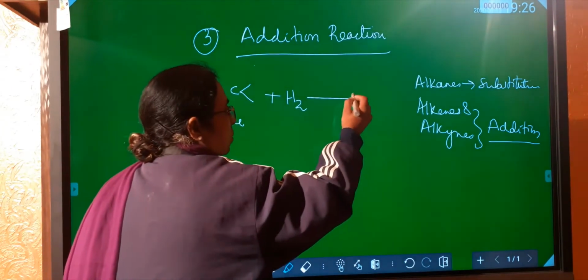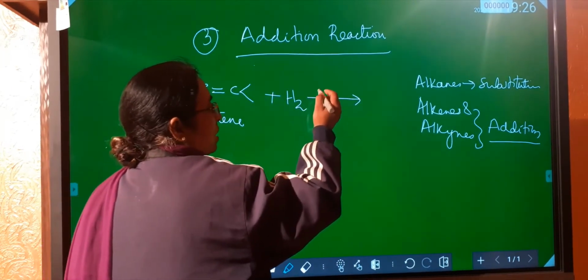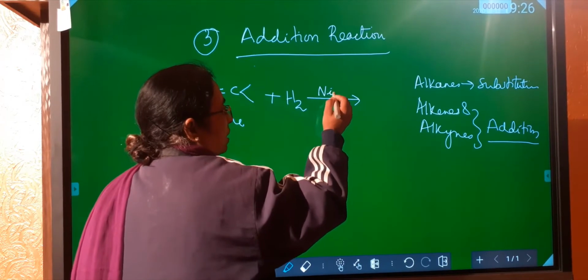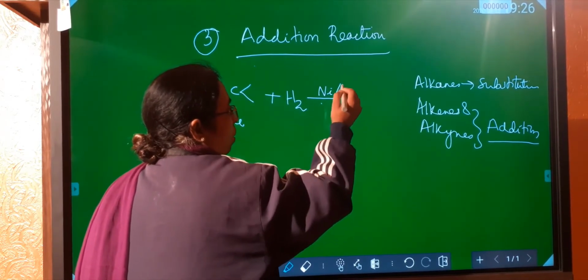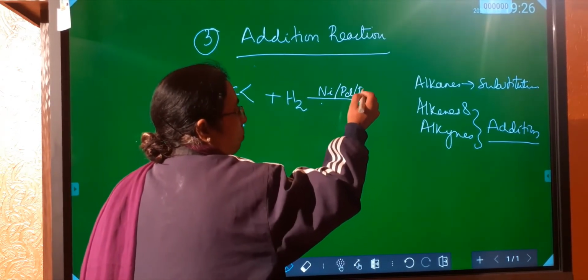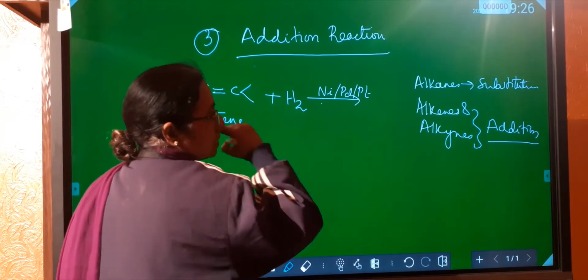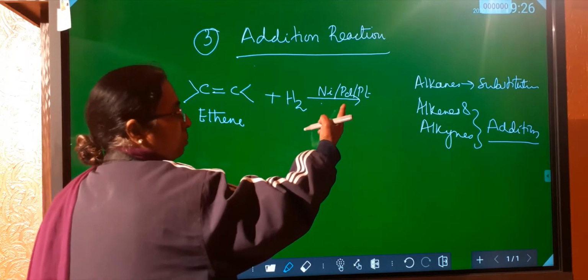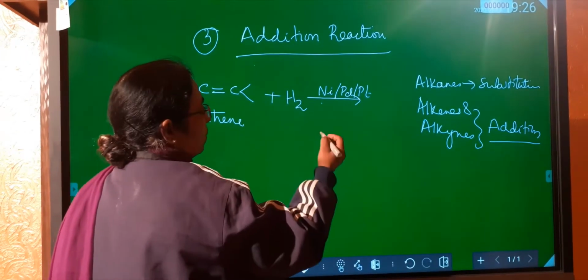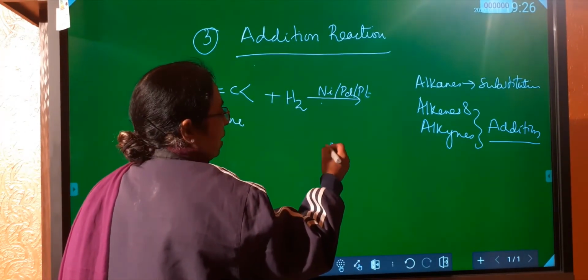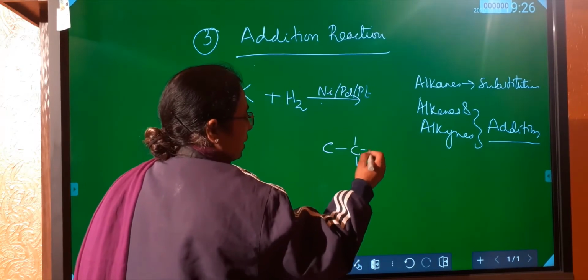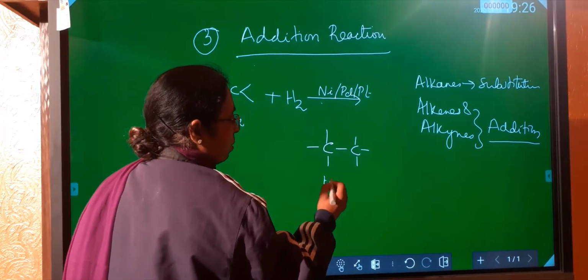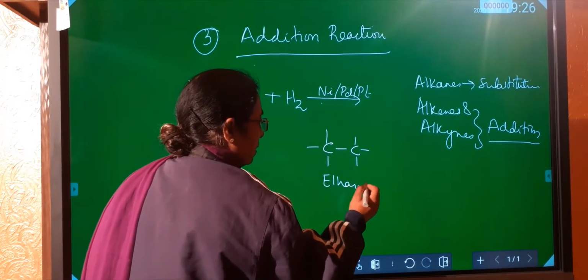This process will take place in the presence of nickel or palladium or platinum as catalyst. Alright, so nickel can be there, palladium can be there, or platinum can be there, and when these are there, then this hydrogen will attach like this and this will now become ethane.